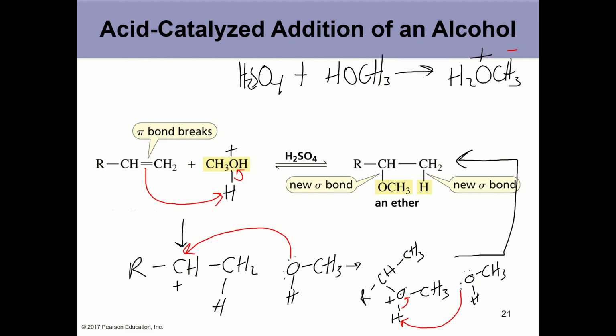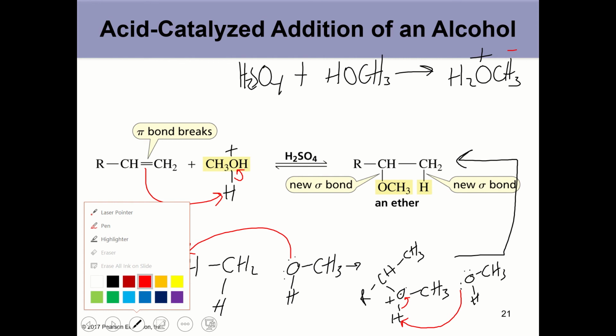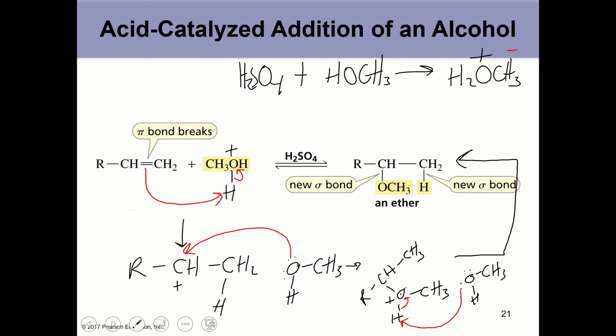So let's look at the reaction where we change an alkene to an ether. This again will result from the weaker acid, the protonated alcohol. So H2SO4, the strong acid, will react with the methanol in solution to form the protonated alcohol, which will behave as our electrophile.